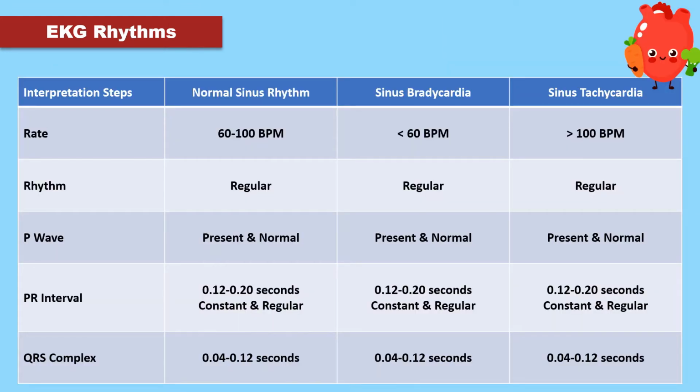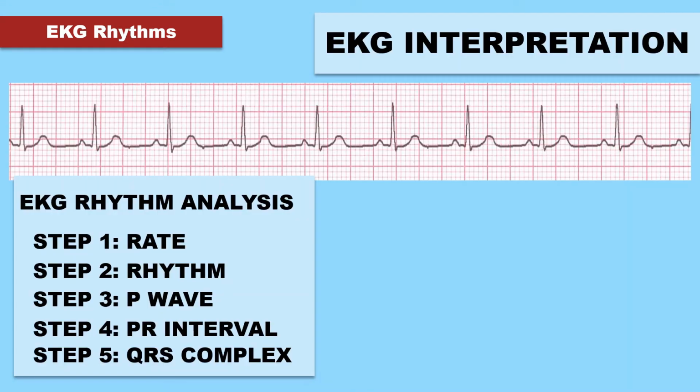In this chart, you see the normal parameters for normal sinus rhythm, sinus bradycardia, and sinus tachycardia. You should memorize each of these parameters for rate, rhythm, P-wave, PR interval, and QRS to assist you in interpreting rhythms that fall within the sinus rhythm category. There really isn't one special trick to interpret rhythms. You just need to remember the 5 steps and know the parameters for each rhythm so that you can apply the parameters and the steps accordingly.